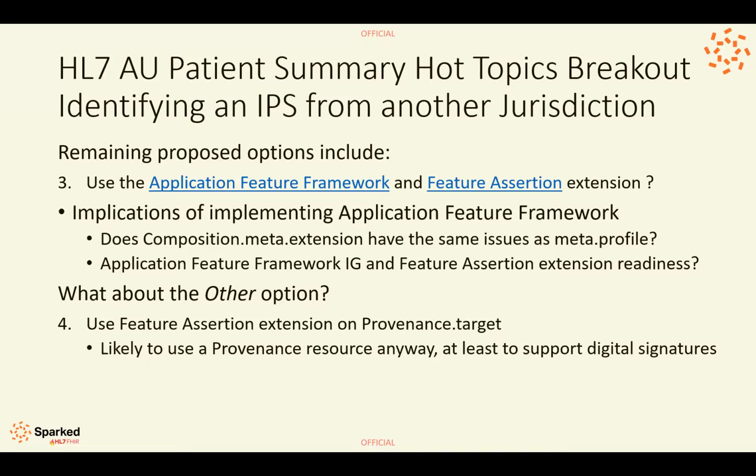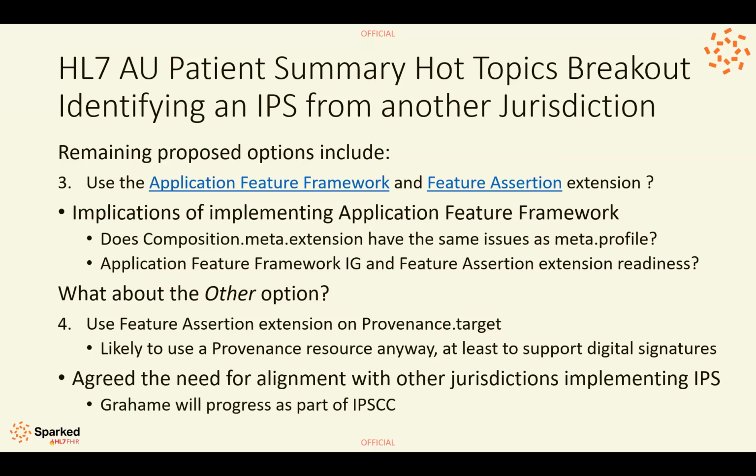And really, we got to the point where we thought, well, actually, it's probably a fairly good option on the table, because we are likely to be wanting to use provenance resources in the future anyway, even though it's not part of R1. But we probably do need to support that resource for, as previously indicated, the recording of where data comes from, etc. But also for digital signatures. So it's a very likely candidate still.